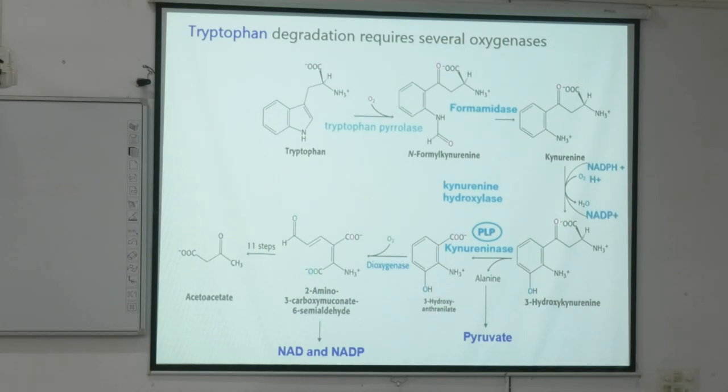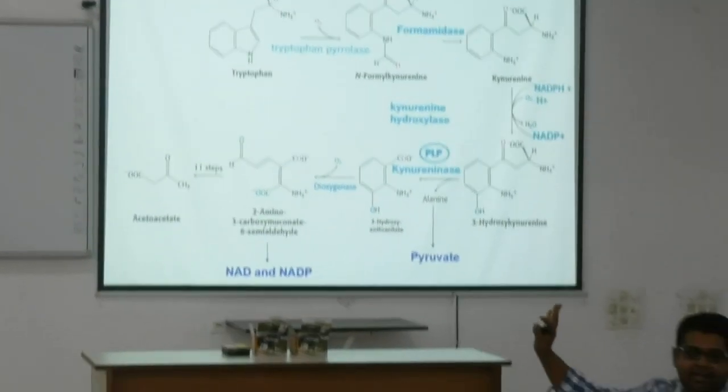Now this 3-hydroxyanthranilate will again undergo oxidation with the help of dioxygenase enzyme to form amino carboxymuconate semialdehyde. If you cannot remember, just write semialdehyde and be done with it. Okay, done. We are happy. Just write semialdehyde.